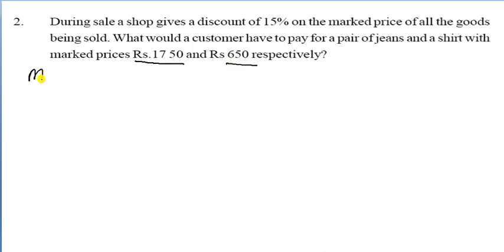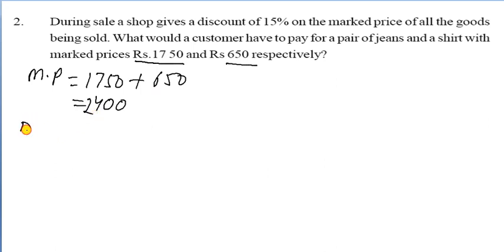So first of all, the mark price. What is the mark price? It is 1750 plus 650. So you can calculate it. 0 and 0 is 0, 5 and 5 is 10, that is 0, carry 1, 6 and 7 is 13 and 1, that is 14 and it is 2. That means it is 2400 rupees.